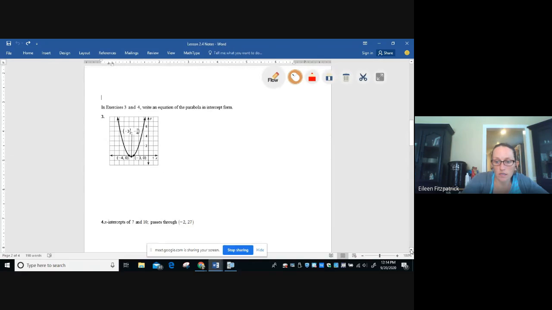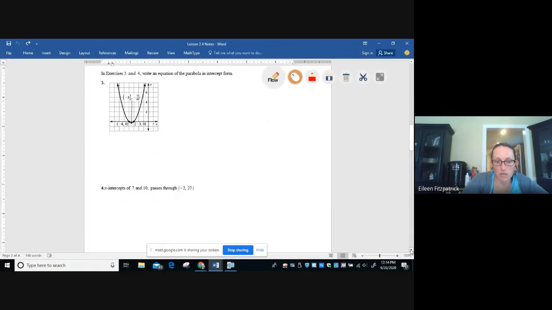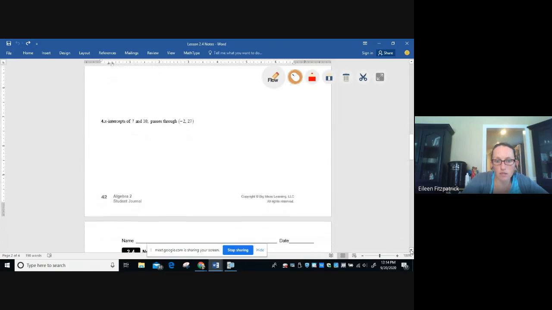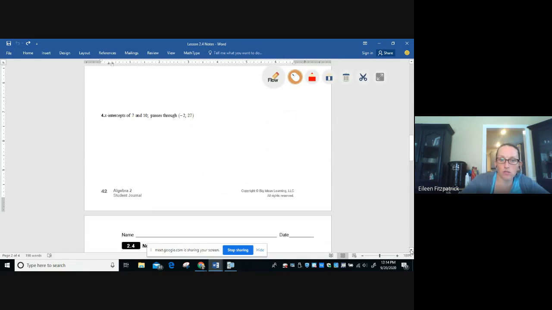The next one is, again, very similar to what we just did. We just don't have a graph to look at. So you're given the x-intercepts are 7 and 10. That's going to be your P and your Q, and it passes through a point. So that's your X and your Y. Again, even if it says it passes through the vertex, instead of H and K, think of it as X and Y. So again, it's Y is equal to A times the quantity (X minus P)(X minus Q).